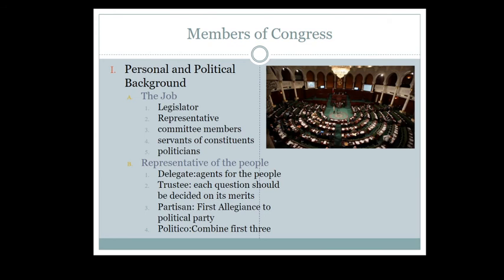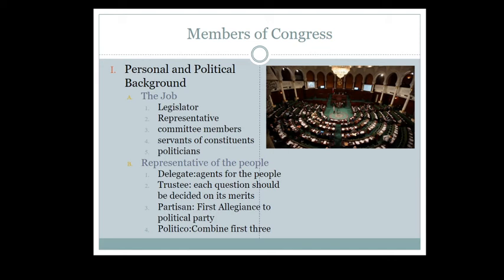So, personal political backgrounds. If you want to have the job of a member of Congress, you're going to be doing what's called legislating, or making laws. You're going to be representing people. You're going to be in committees where you have to meet on specific tasks like foreign relations or the economy. You are a servant of the constituents. They work for us 100%.